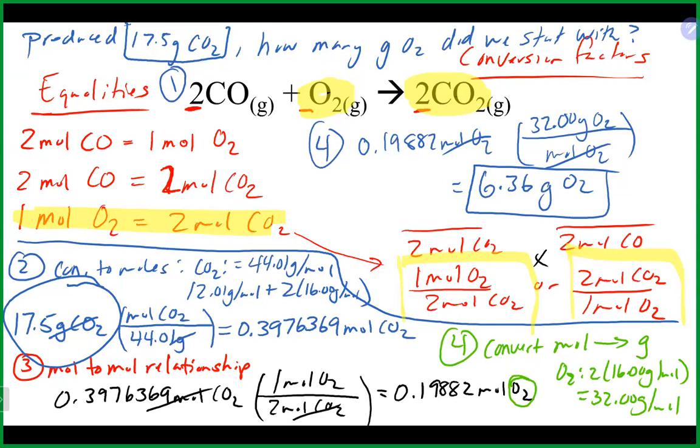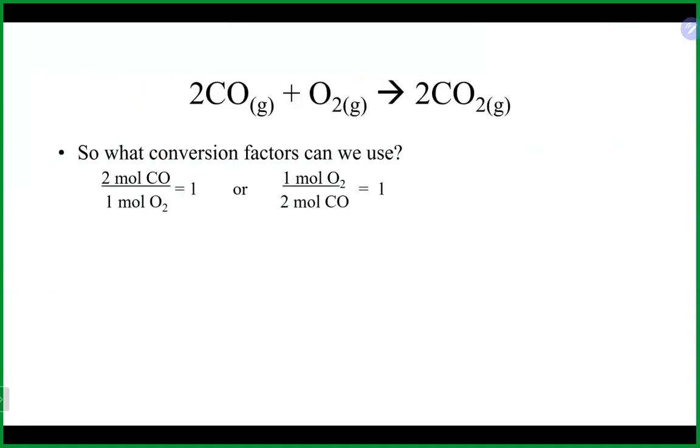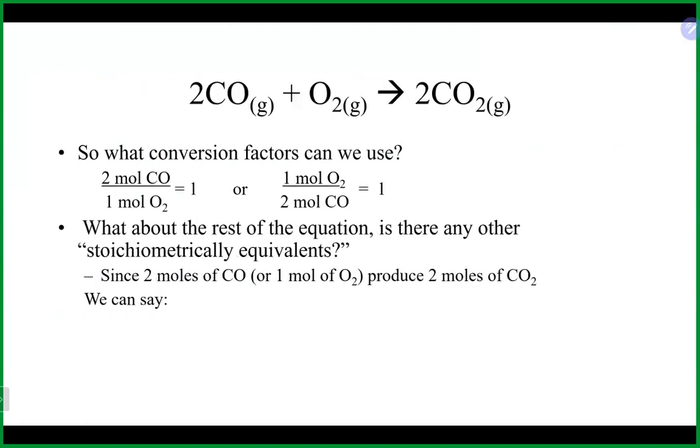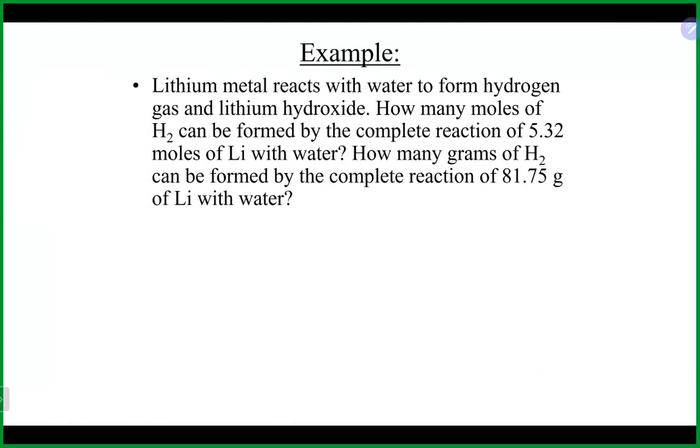So basically what that number represents is if you produce 17.5 grams of CO2, you had to put in about 6.36 grams of O2 to actually get that amount out. All right. Let's take a look at some more. This is what we just talked about. All right, so why don't you try the first part up to here.